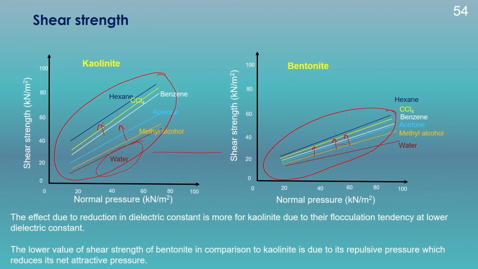On the other hand, if we compare for bentonite, the lower value of shear strength of bentonite in comparison to kaolinite is due to its repulsive pressure, which reduces the net attractive pressure. So, if we compare the shear strength between bentonite and kaolinite, the kaolinite will have a higher value of shear strength in comparison to the bentonite. This higher value of shear strength for kaolinite is because of the increase in the net attractive forces, which results in the flocculation tendency and therefore, an increase in the shear strength.